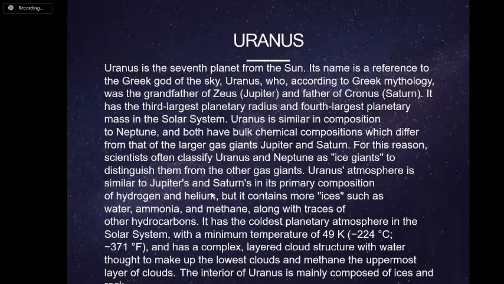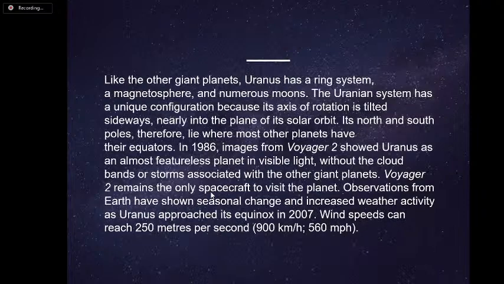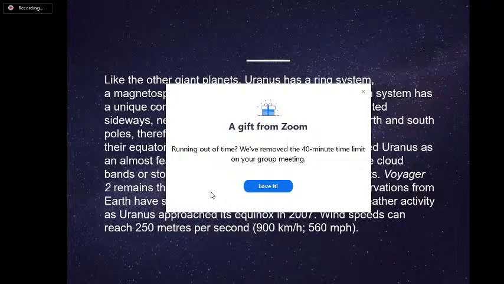Like the other giant planets, Uranus has a ring system, a magnetosphere, and numerous moons. The Uranian system has a unique configuration because its axis of rotation is tilted sideways, nearly into the plane of its solar orbit. Its north and south poles therefore lie where most other planets have their equators.